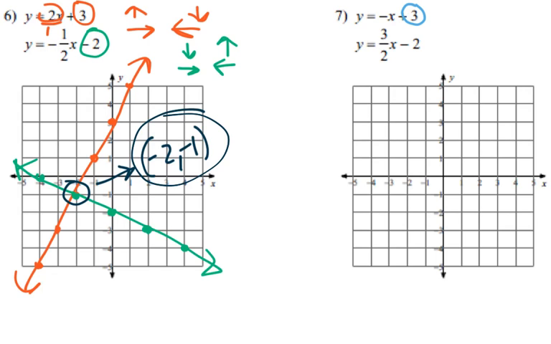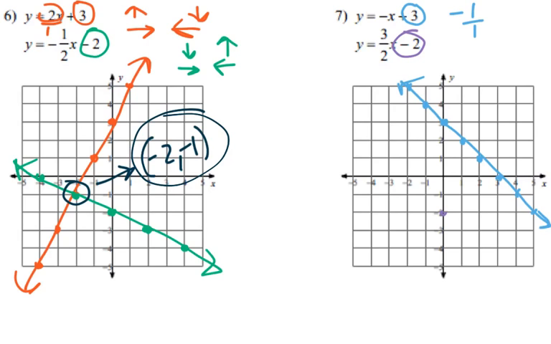Okay, positive 3, negative x means negative 1 over 1. So I go down 1 to the right 1, or we go the opposite, up 1 to the left 1. There's my first equation.